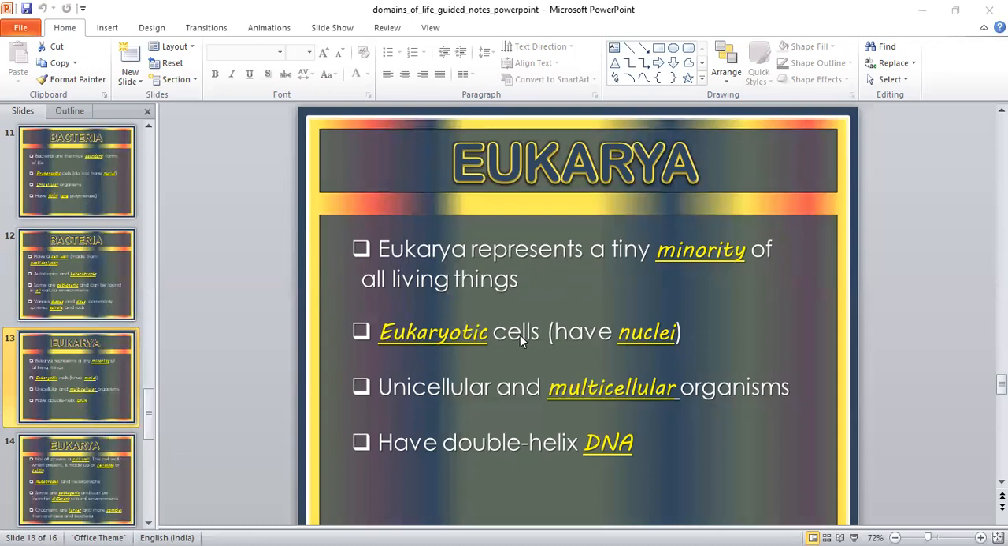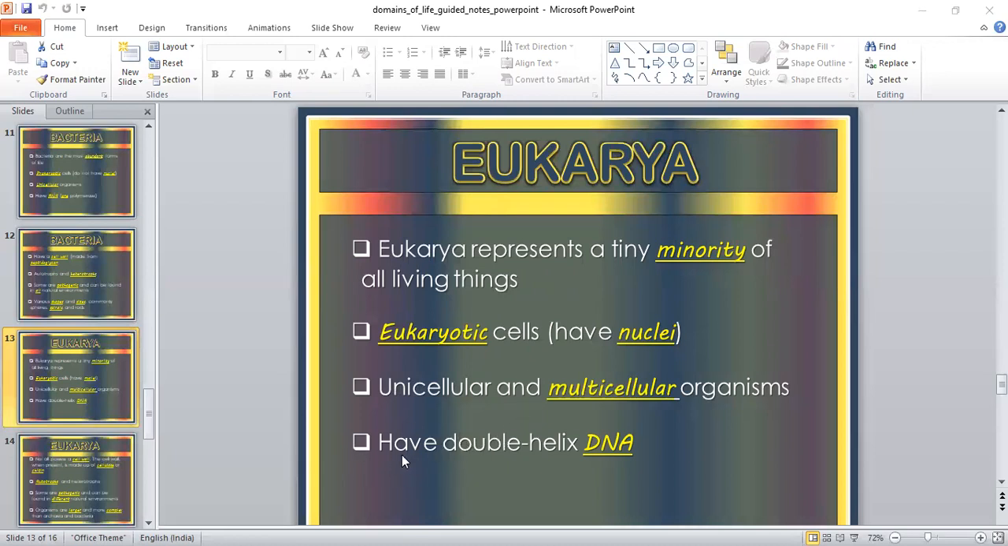Eukaryotic cells have a true nucleus. Okay, they have a true nucleus, which means the nucleus is very well developed. The cell is very well developed. They are found both in unicellular and in multicellular organisms. It means if one single cell is found, then they are known as unicellular, and if multiple cells combine with each other, then the groups are known as multicellular organisms.